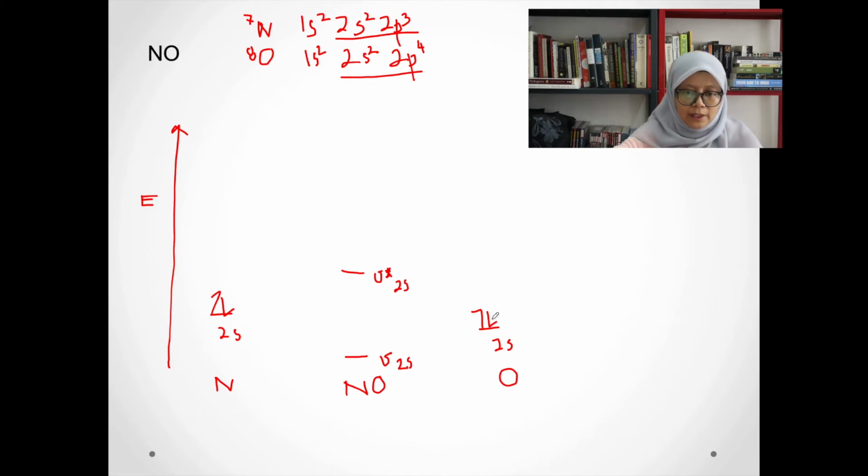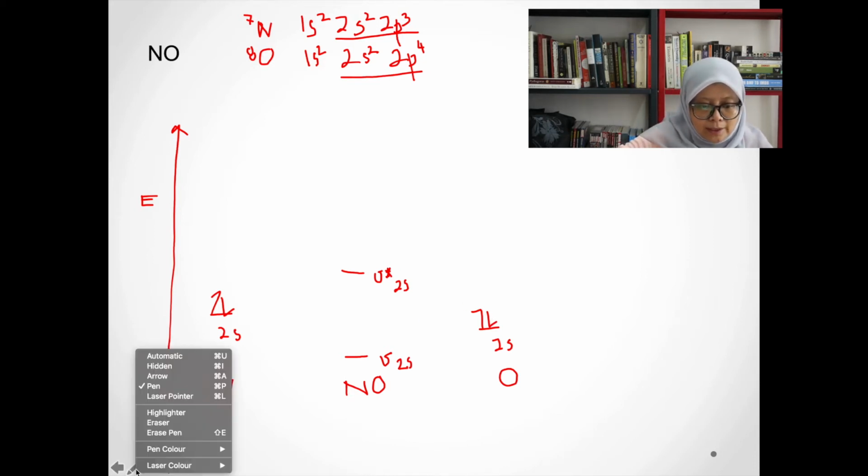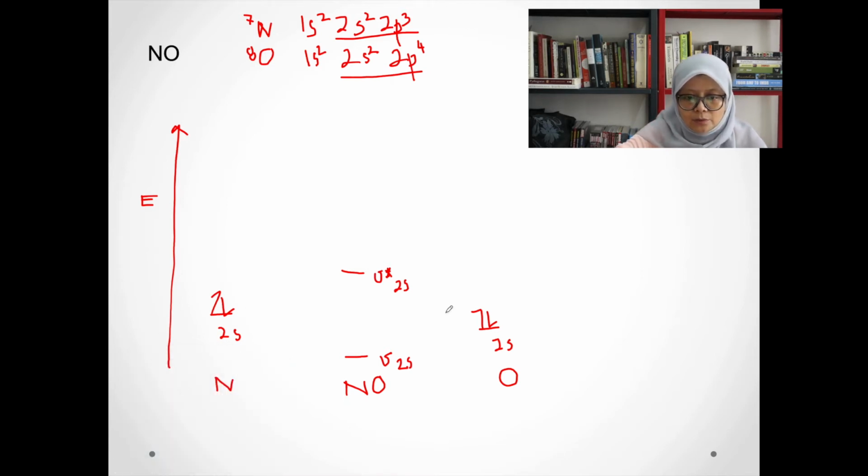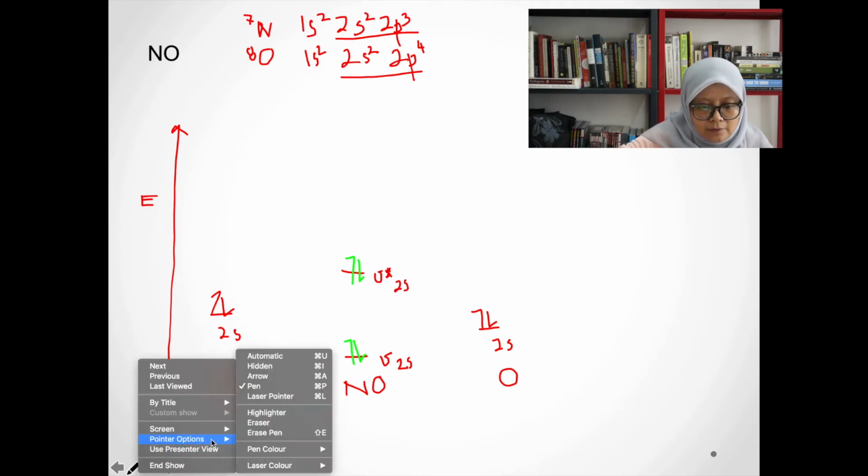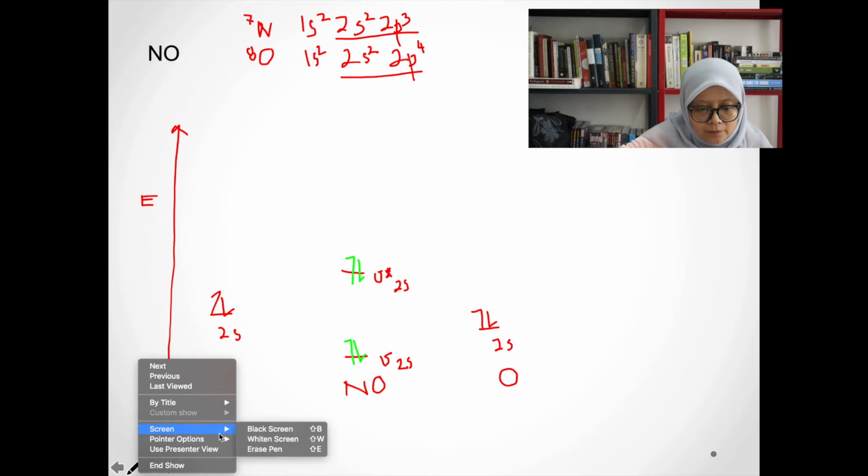So what happened here? Let's change the pen color, green. 2 plus 2, you will have 4, right? So you need to fill up the sigma 2s, 2, and also sigma star 2s. So 4. And then the next level will be the 2p.